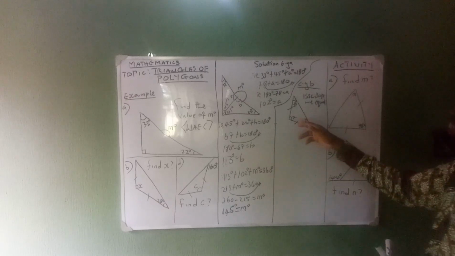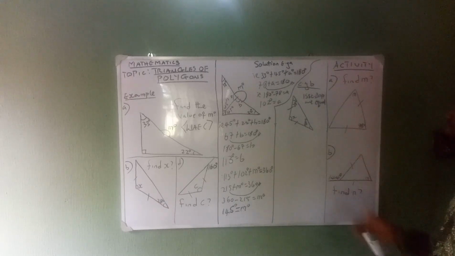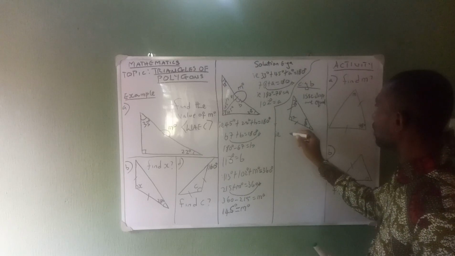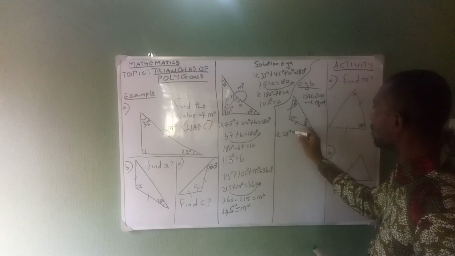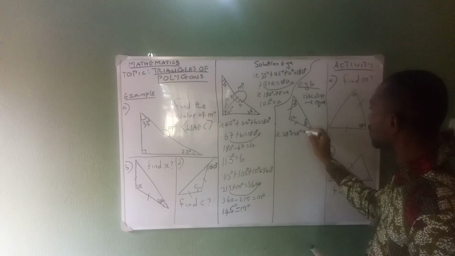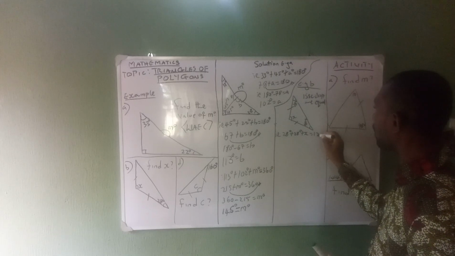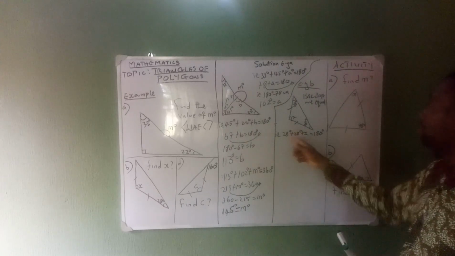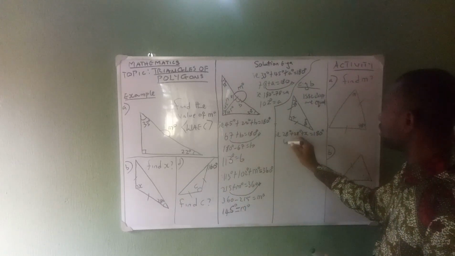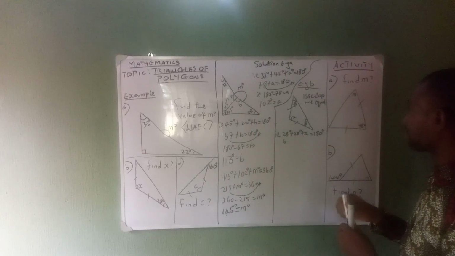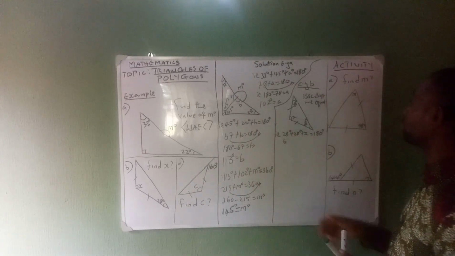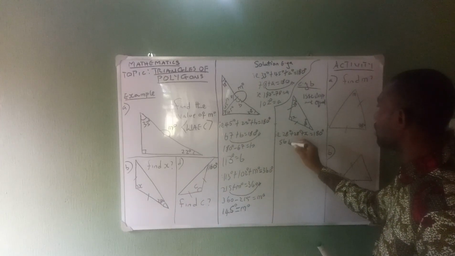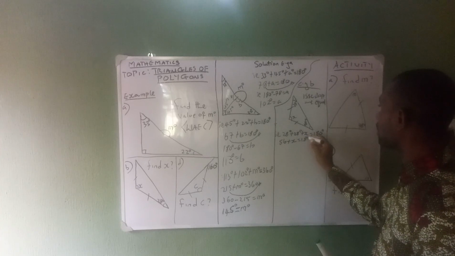So now, to get our x, the sum of angles in a triangle is 180 degrees. We say 28 degrees plus 28 degrees plus our x is equal to 180 degrees. So 28 plus 28: 8 plus 8 gives us 16, we have 6 and carry 1. 2 plus 2 gives us 4, plus 1 is 5. We have 56 plus x is equal to 180.